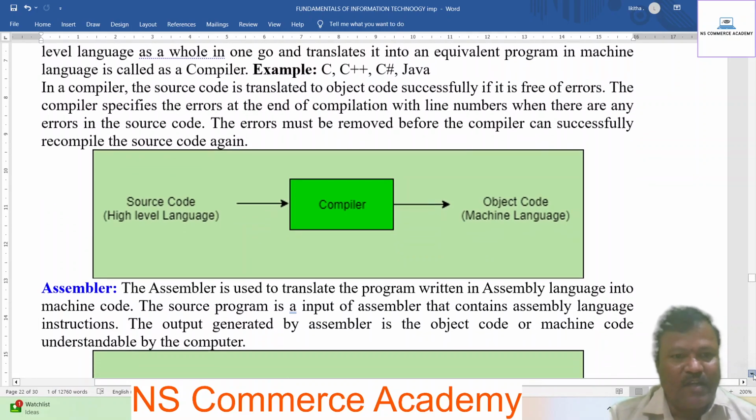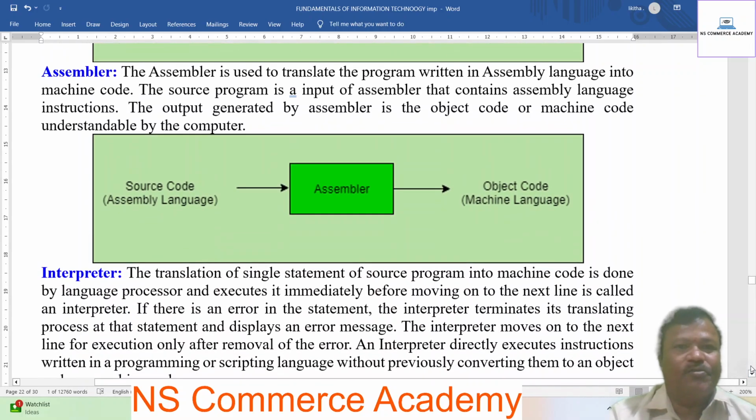Next, assembler. The assembler is used to translate the program written in assembly language into machine code. The source program is the input of the assembler that contains assembly language instructions. The output generated by the assembler is the object code or machine code understood by the computer.